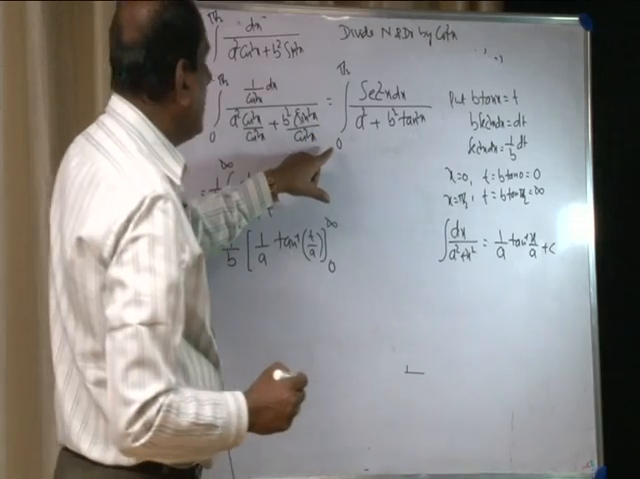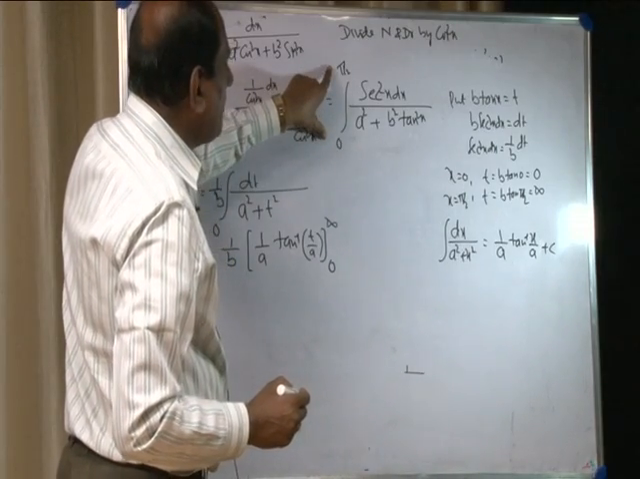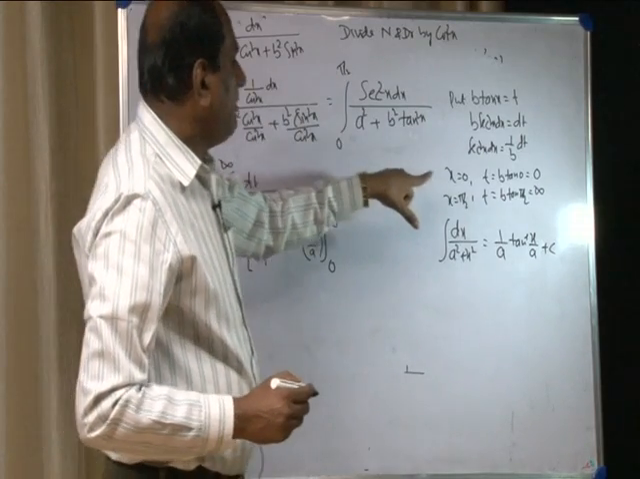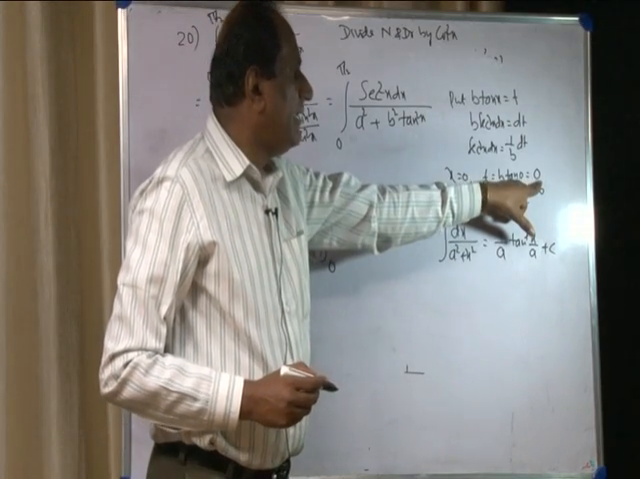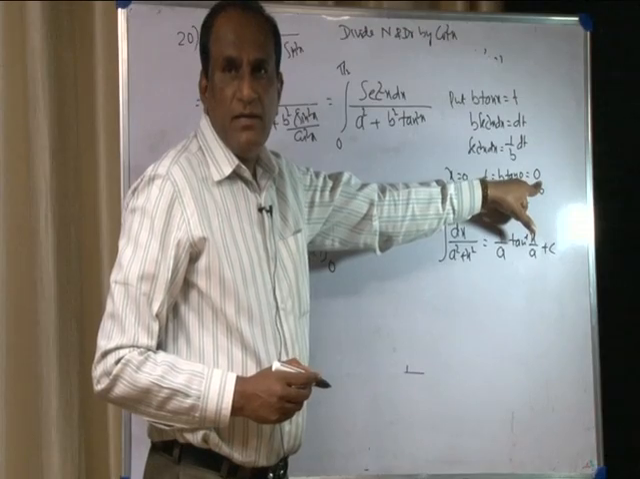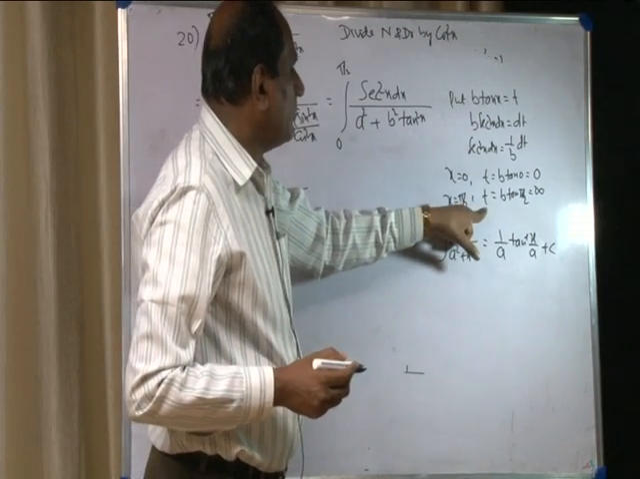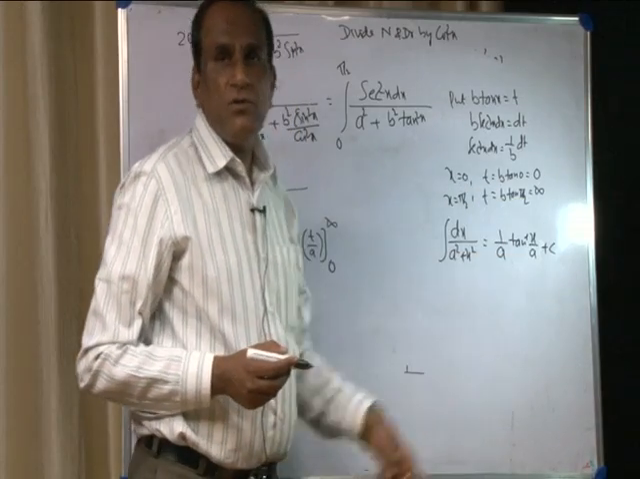See here, the given limits are 0 and pi by 2, lower limit is 0, upper limit pi by 2. If you put x is equal to 0, you will be getting t also 0, lower limit same. But if you put x is equal to pi by 2, you will be getting t is equal to infinity.